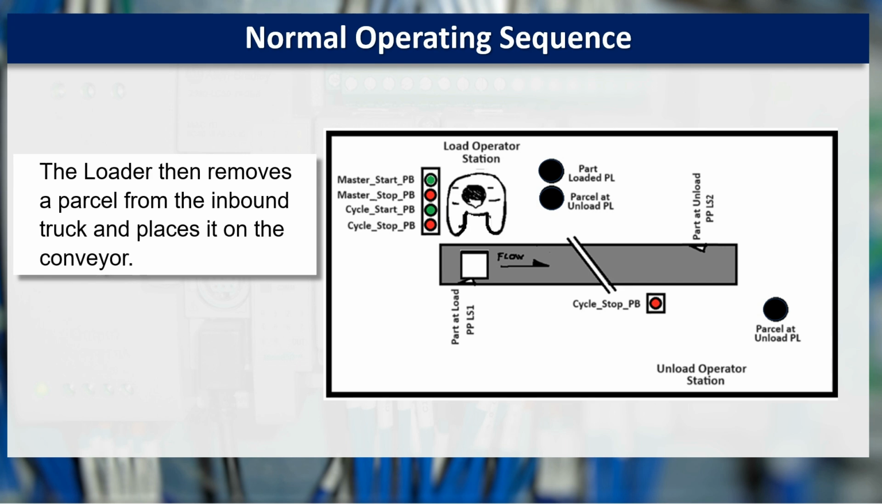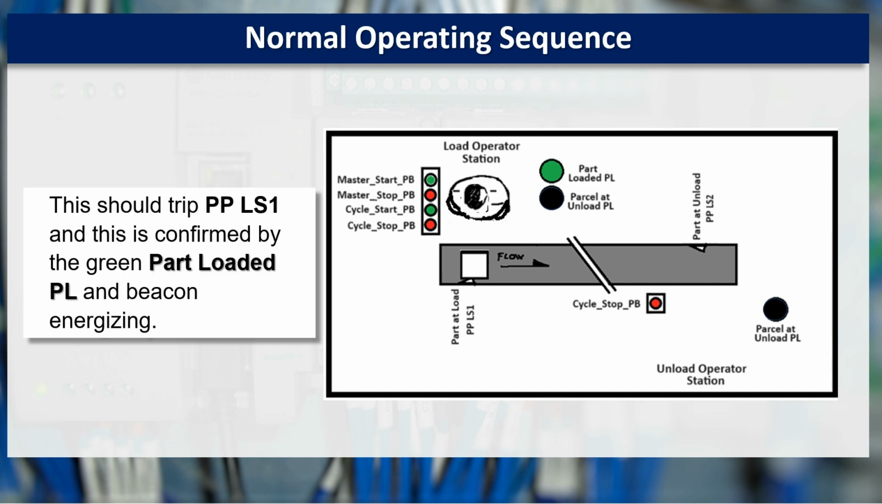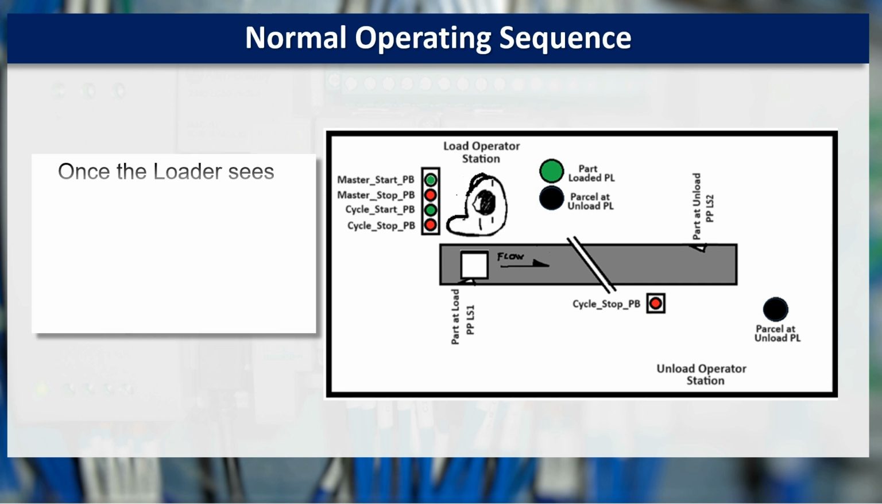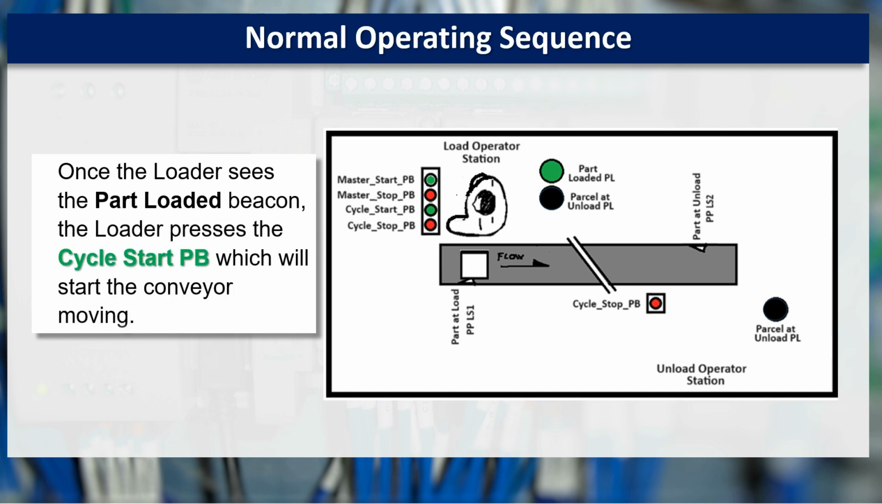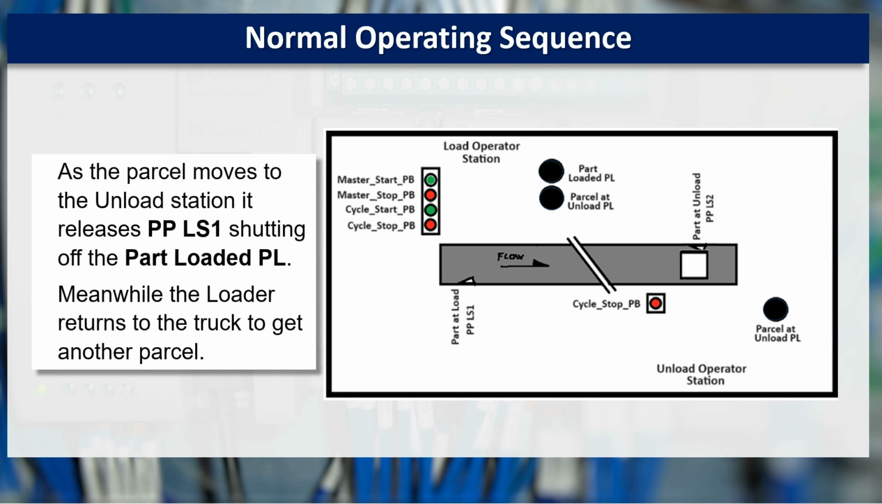The loader then removes a parcel from the inbound truck and places it on the conveyor. This should trip PPLS1, and this is confirmed by the green part-loaded pilot light and beacon energizing. Once the loader sees the part-loaded beacon, the loader presses the cycle start push button, which will start the conveyor moving. As the parcel moves to the unload station, it releases PPLS1, shutting off the part-loaded pilot light. Meanwhile, the loader returns to the truck to get another parcel.